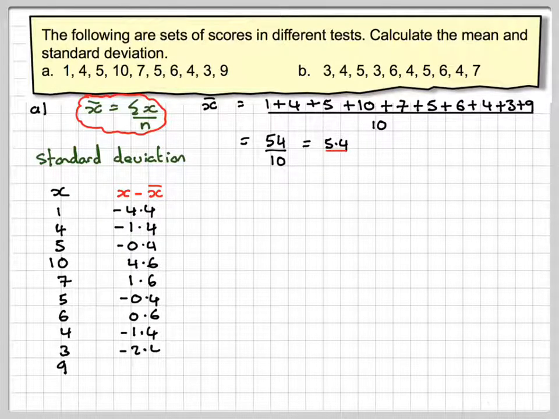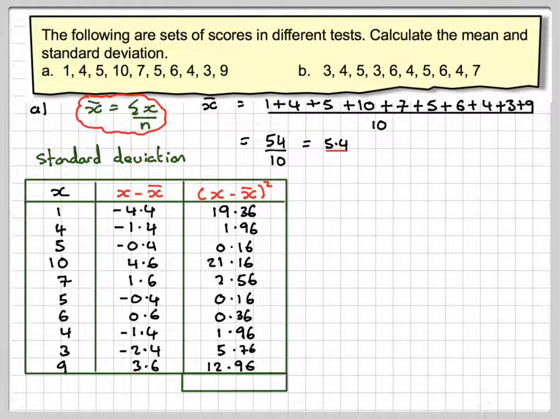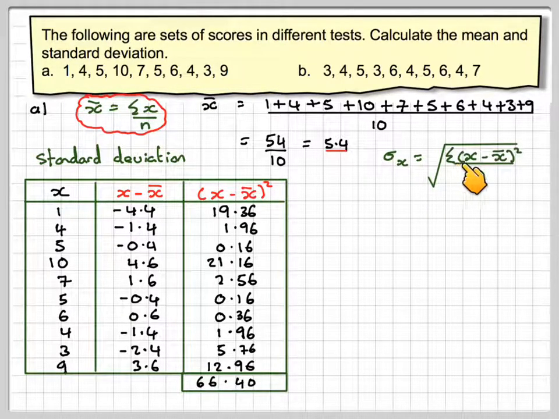But the problem is some of these are negative and some of these are positive. So to avoid that problem, because if we were to sum these up they would cancel each other out, we square each one. So we're squaring each of these numbers here. And then what you do is add those up. And we say that the standard deviation is the square root of the sum of all x minus x bar, all squared, divided by the number of items. This sum means add all these up, so it's 66.40.